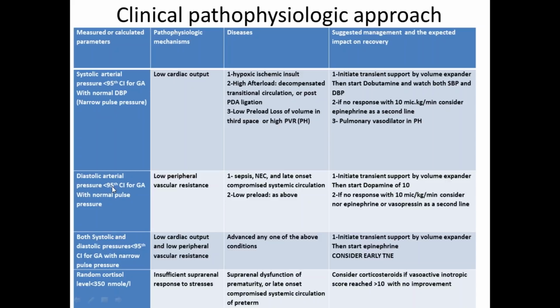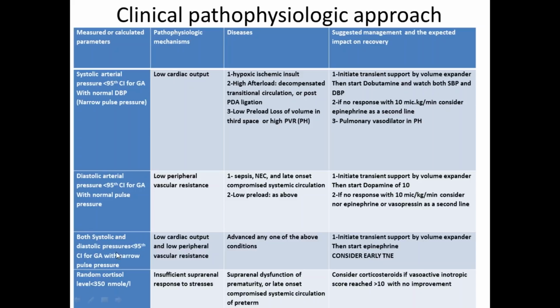If you have low diastolic pressure with normal pulse pressure, the best example for that is typical septic shock, warm shock. Then you have to consider more vasopressor or a higher dose of dopamine, like 10 mics. That's a vasoconstrictor dose of dopamine, higher than 10. And again, start with a saline bolus if you are not sure about the filling of the heart. If there is no response from dopamine, shift to norepinephrine or vasopressin.